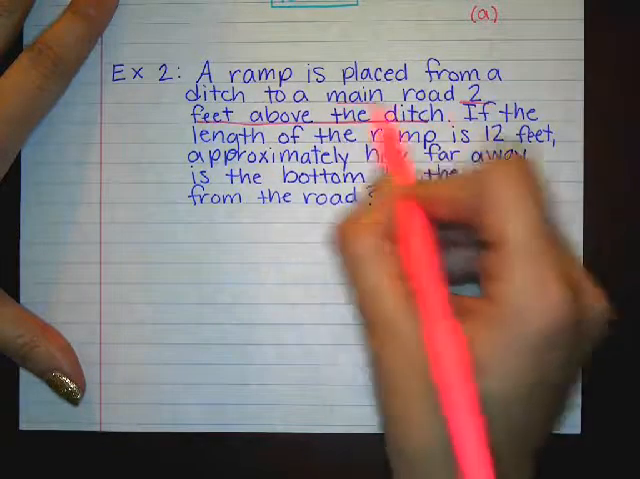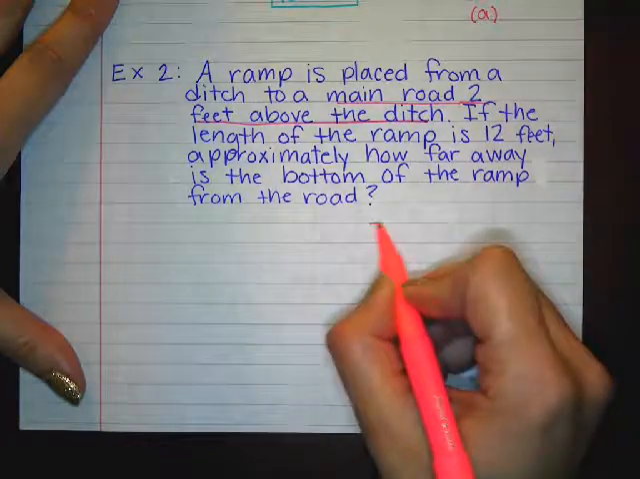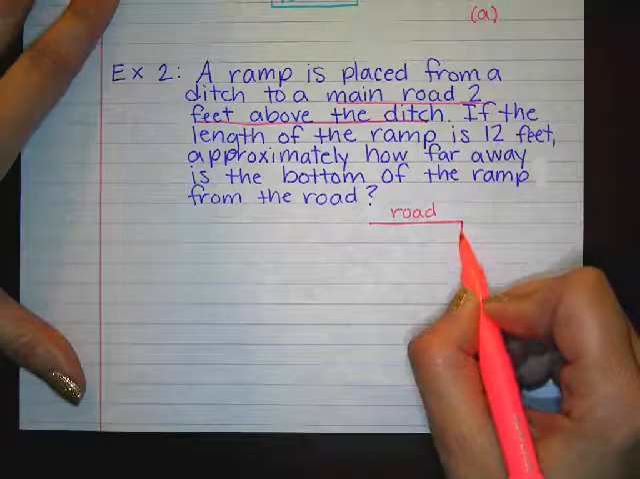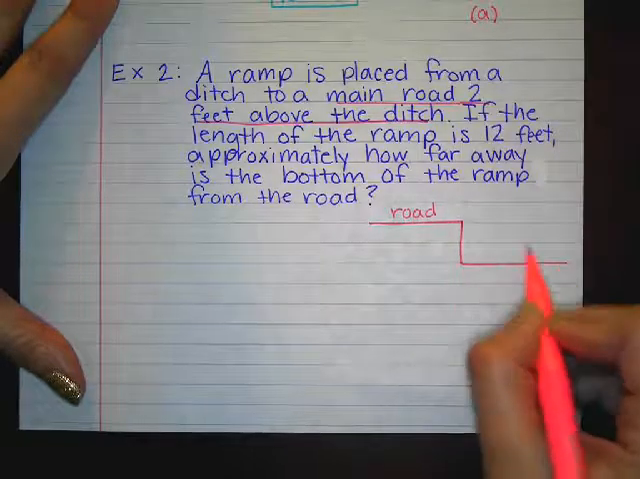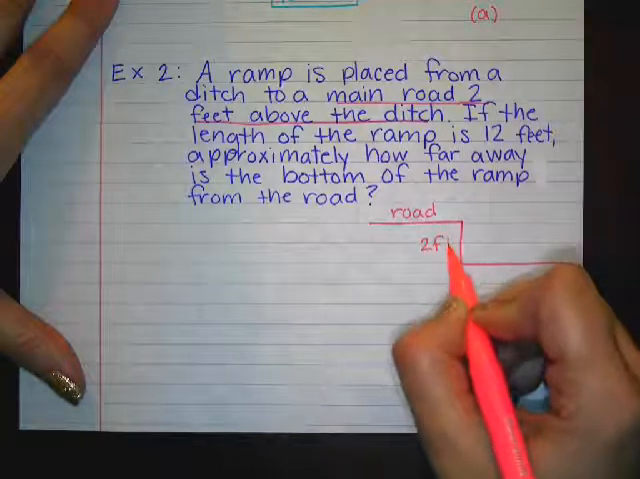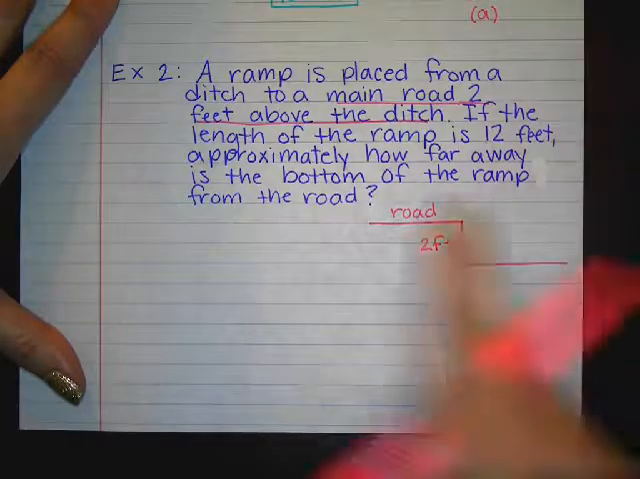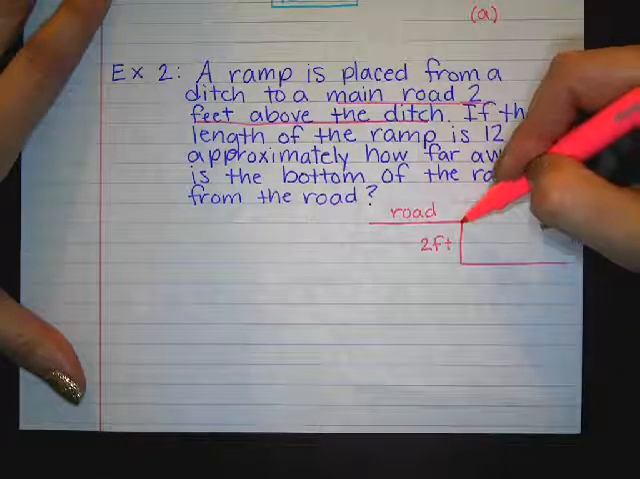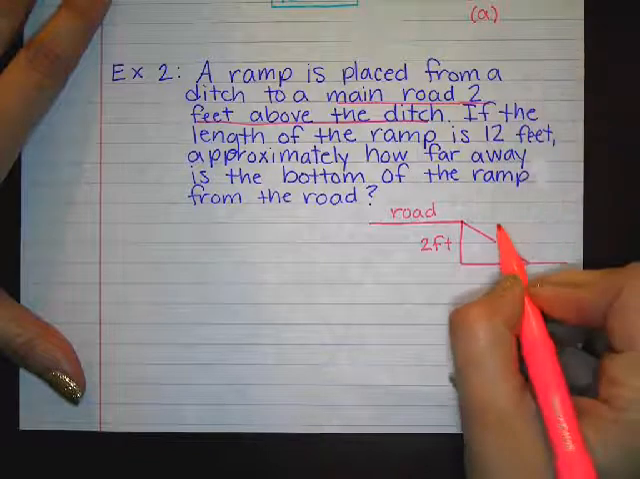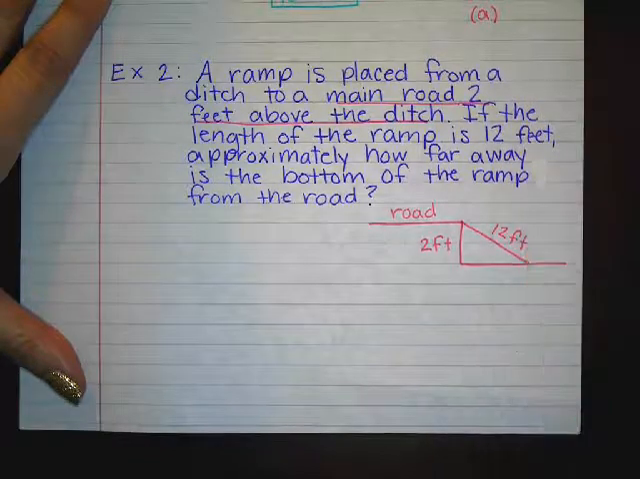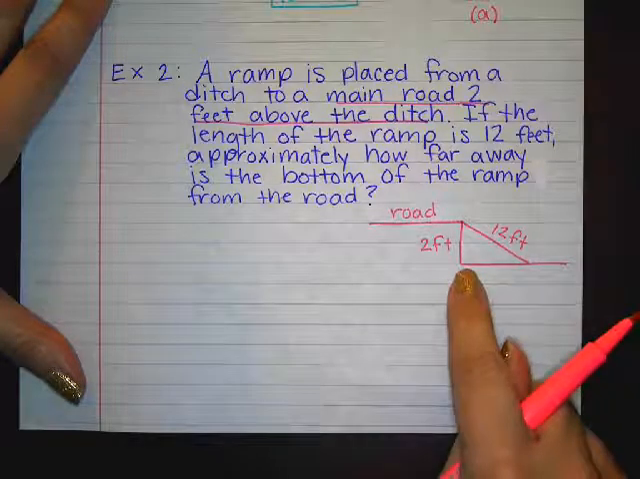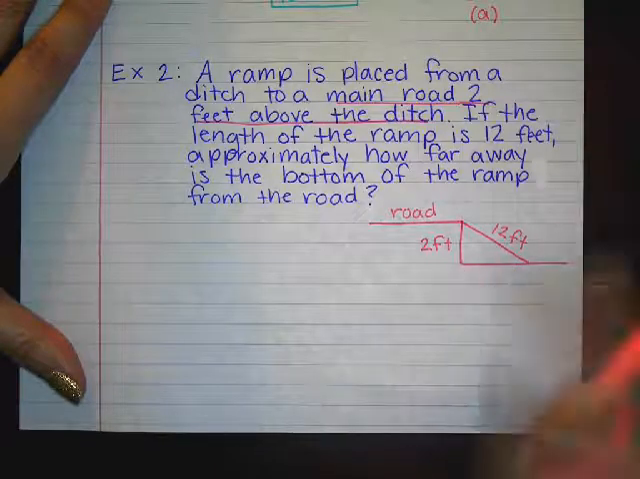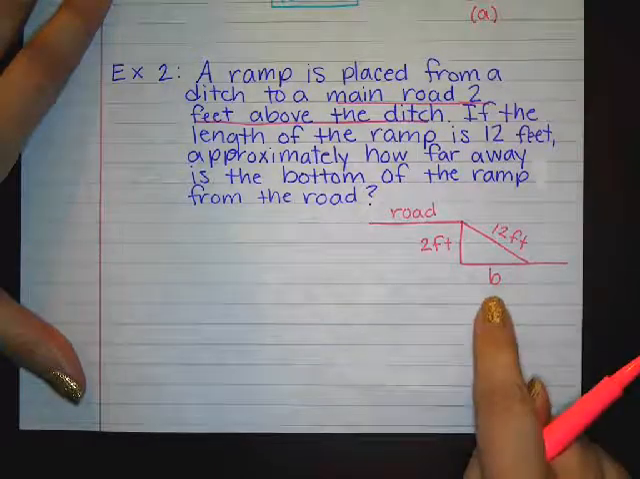So my main road is 2 feet above the ditch. So if I have my road, my ditch is 2 feet down. So here's my ditch down here. So this is a 2 feet drop here. And it's saying the length of the ramp is 12 feet. So they're putting a ramp from the road to the ditch, and it is 12 feet. And we want to know approximately how far away is the bottom of the ramp to the road. Okay, so that is this part down here. So I'm going to label that B.